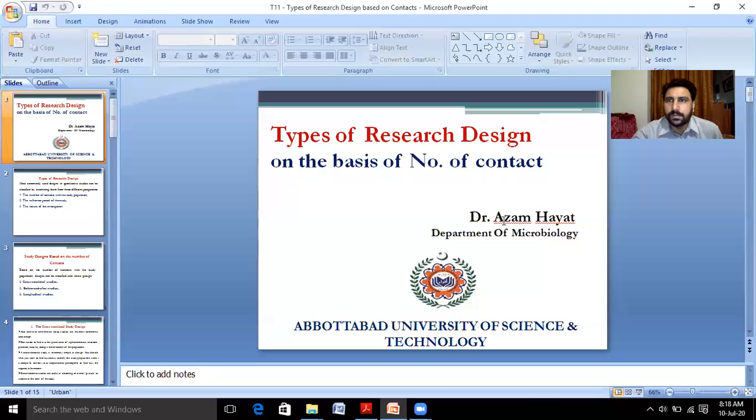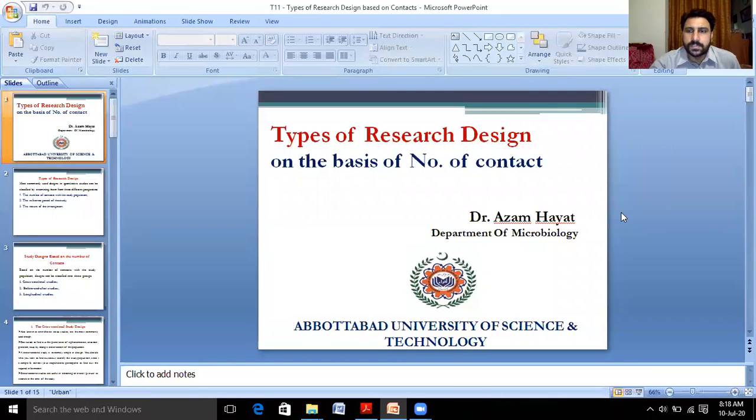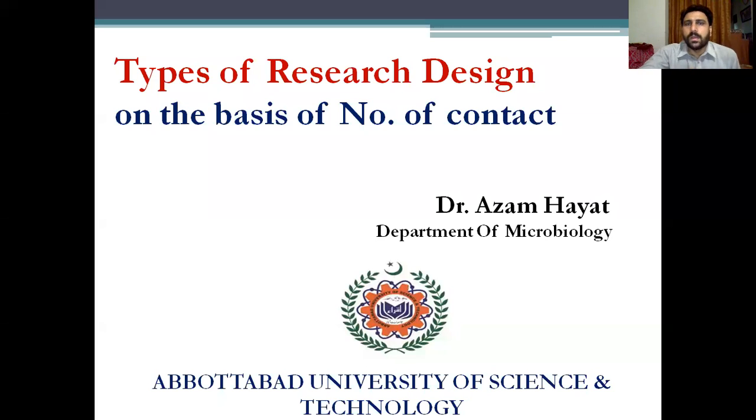The topic of our today's presentation is types of research design. In the previous lectures, we talked about the research design. What is the importance of it? It's the layout or blueprint based upon which your whole research depends, and it decides how to plan your study accordingly. And there are different types of research design based upon different perspectives.